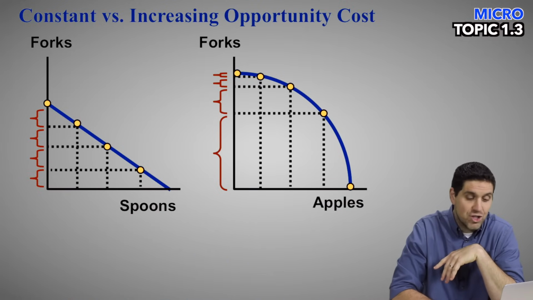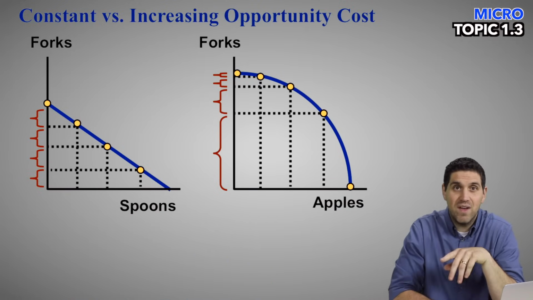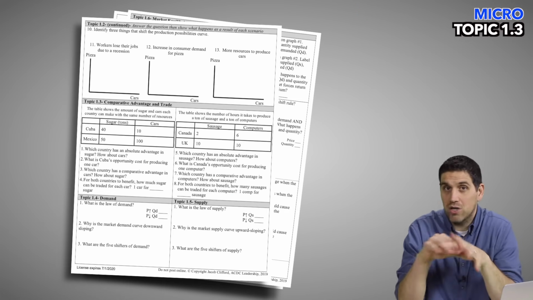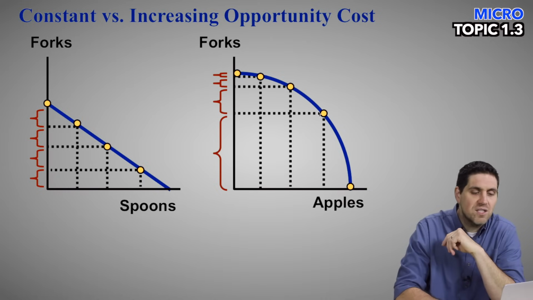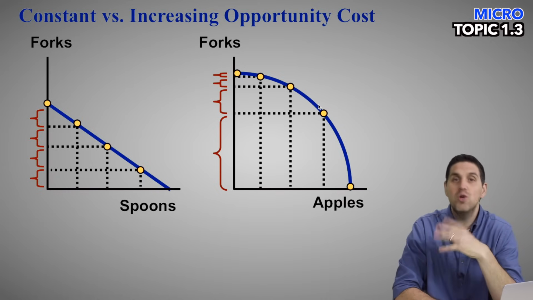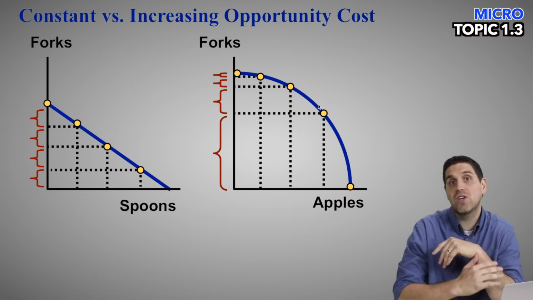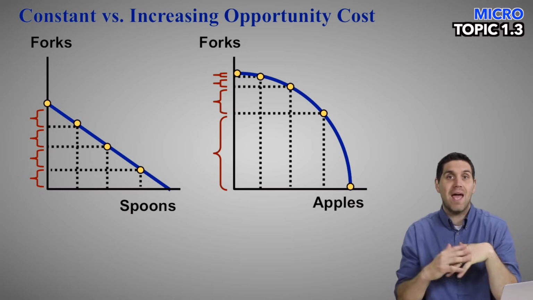I'm not going to talk about shifting the production possibilities curve in this video, but there are some practice questions on your packet. Make sure to try those because it's pretty self-explanatory. If for whatever reason we have new technology, this entire curve can shift outward, right? We can get more forks and more apples.